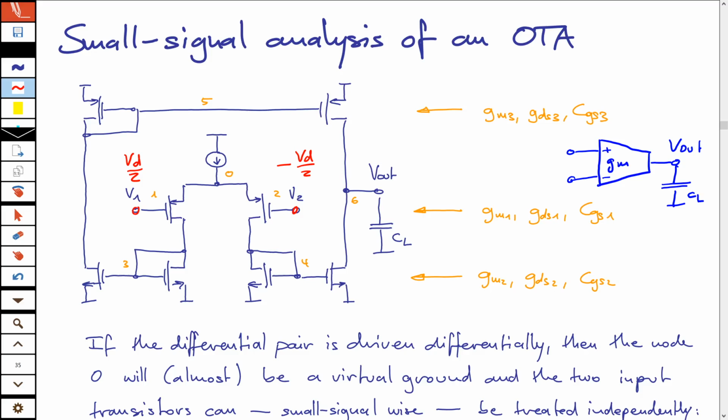And under these conditions that you have a symmetric circuit which you operate differentially in small signal, you can replace the common nodes by a connection to ground, small signal. This is just small signal.